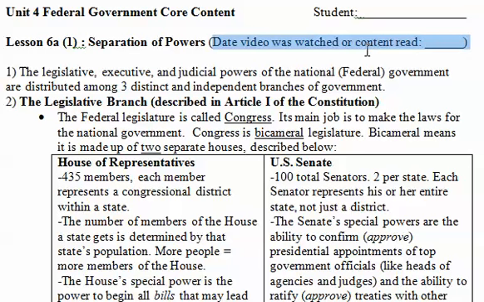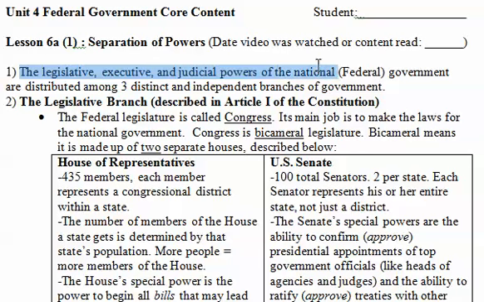All right, without further ado, the big idea about this particular lesson is now that we're focused on the federal government, we need to know how the federal government works. The federal, of course, means the national government. First note is the legislative, executive, and judicial powers of the national or federal government are distributed among three distinct and independent branches of government. So there's three branches of government completely separate from each other, and they're the legislative, the executive, and the judicial.